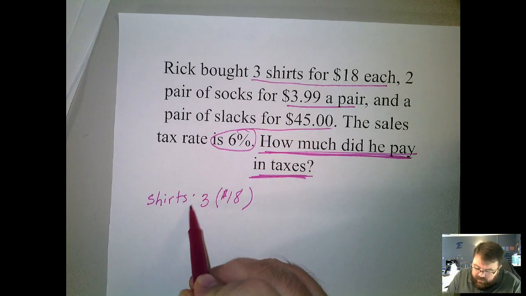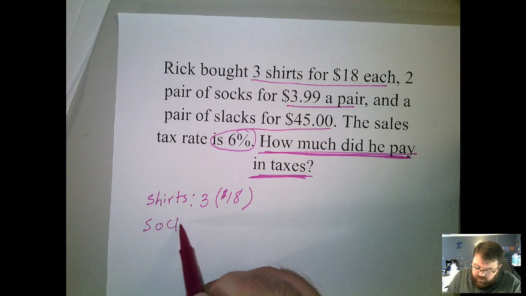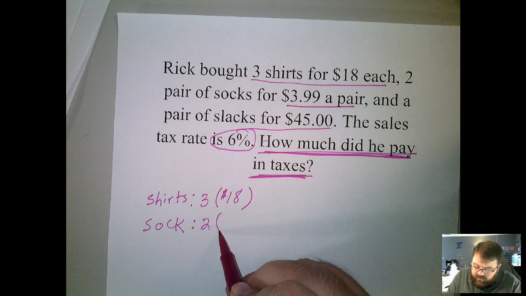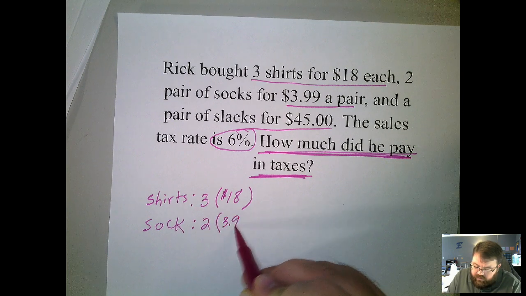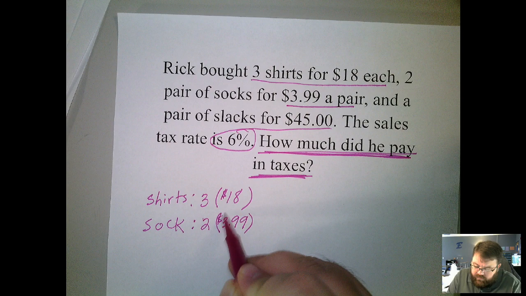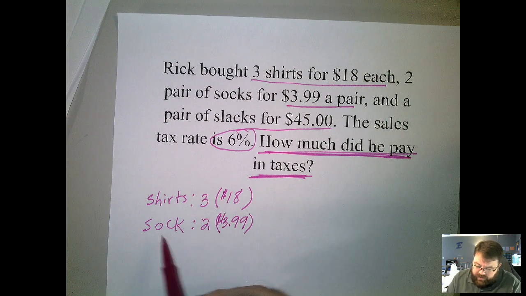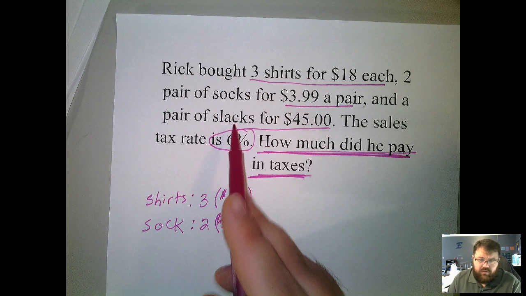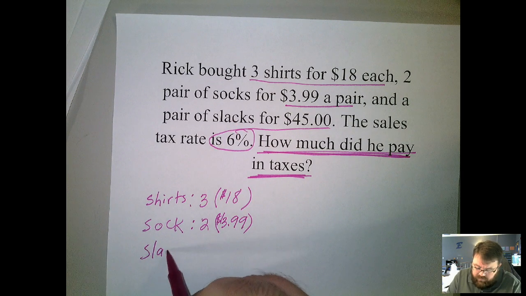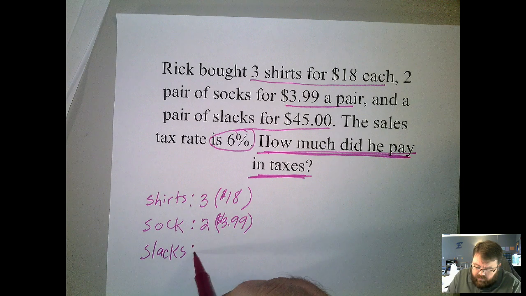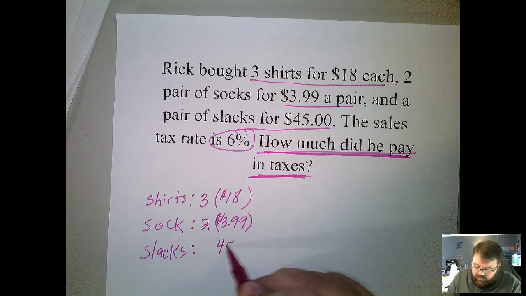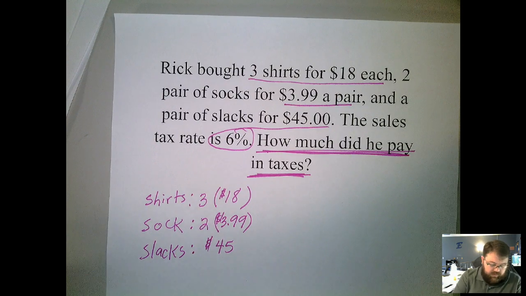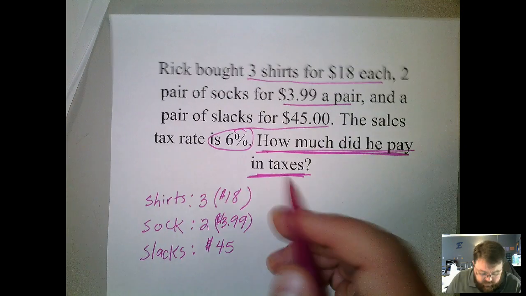He has socks, of which he bought 2 pairs for $3.99 a pair, and a pair of slacks. Slacks is dress pants. Okay. He bought one pair of those for $45. So the first thing we're going to do is figure out how much the shirts were.